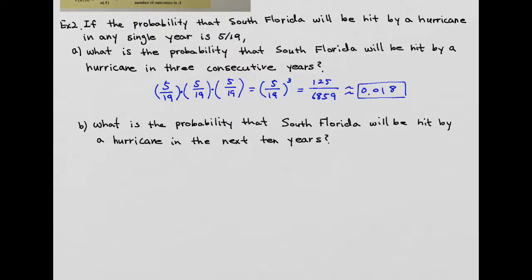What about B? What is the probability that South Florida will be hit by a hurricane in the next 10 years? What we're looking for is the probability of at least one time in the next 10 years. And if you think about it, this is going to be a pretty large probability, because each year you're going to have 5 over 19, and if it doesn't happen that year, the next year the probability will get bigger. So this is going to be a pretty large probability.